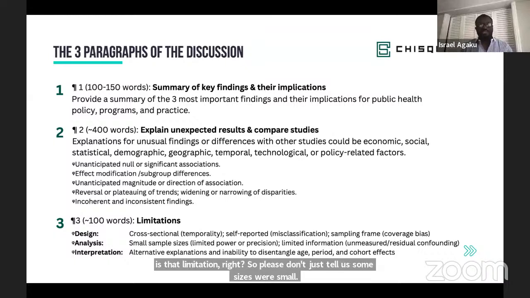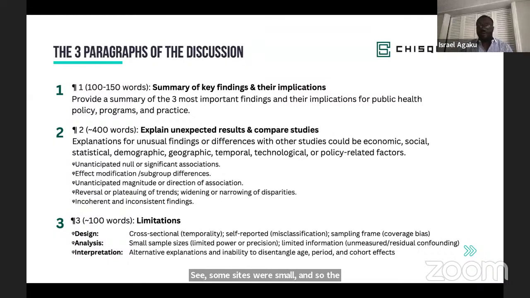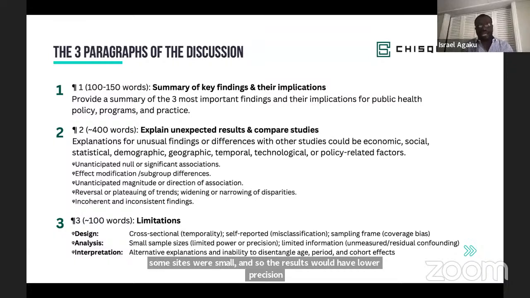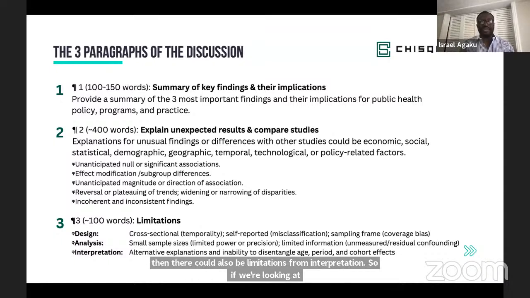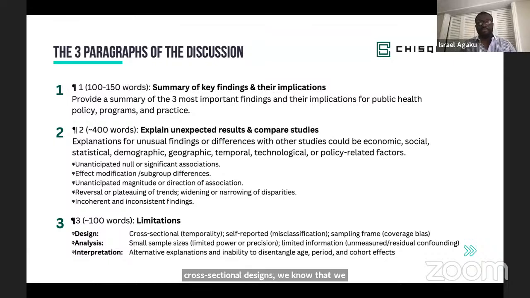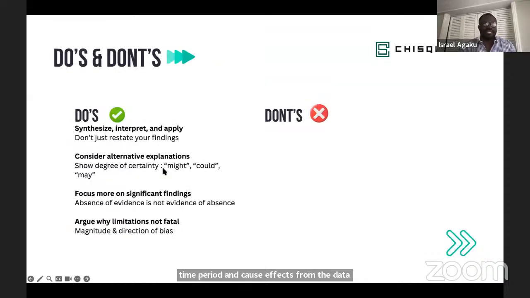Say sample sizes were small, and so the results would have lower precision. Or if it's a comparative analysis, it's possible that we run into the issue of type 2 error, which is differences existed in nature, but our study cannot detect them because we might be underpowered. So again, explain the epidemiologic manifestation of whatever you deem to be limitation. And then there could also be limitations from interpretation. So if we're looking at cross-sectional designs, we know that we cannot fully disentangle time period and cohort effects from the data. And so we want to be mindful of those kind of limitations that arise.